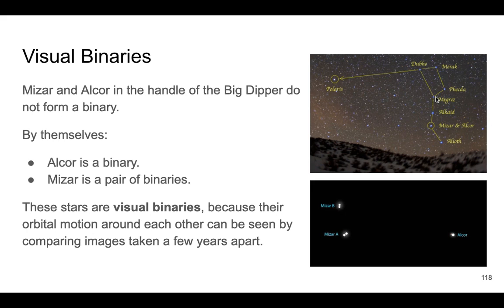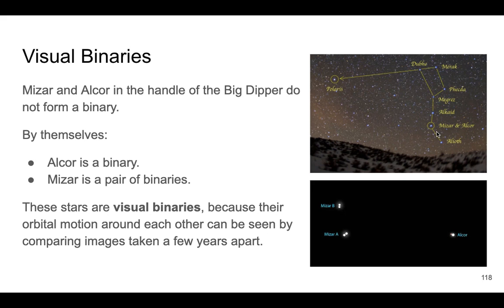If you look at the handle of the Big Dipper, there's a kink in the handle, and that kink, which looks like one star, depending on the quality of your eyesight, is actually several stars, and they're called Mizar and Alcor. By themselves, Mizar and Alcor are not binaries. Turns out that each one of them is itself a binary.